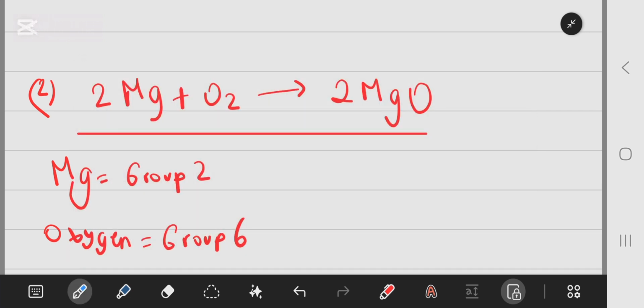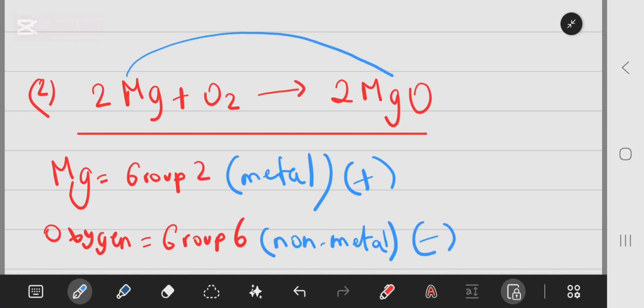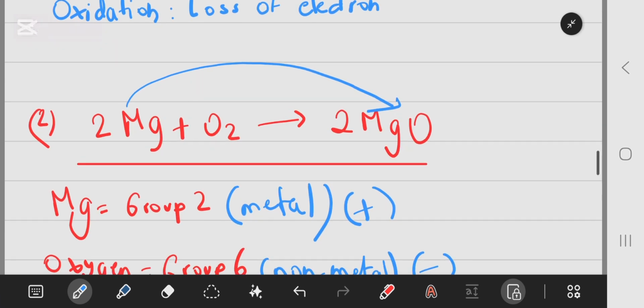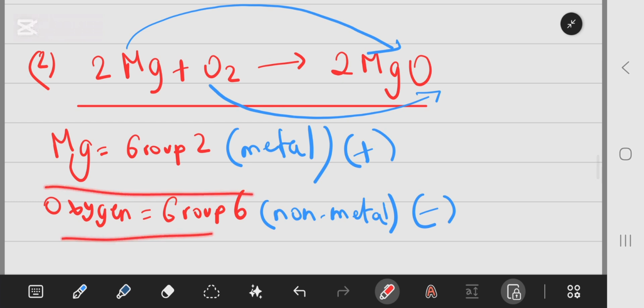So I know that magnesium is a metal. Let me just label it right over here. And oxygen is a non-metal. As a metal, it will have to lose electrons to become stable, and as a non-metal, oxygen will need to gain electrons to become stable. Because magnesium has a plus charge and oxygen has a minus charge, magnesium has been losing the electron and oxygen has gained the electron, because oxygen is a non-metal and magnesium is a metal.